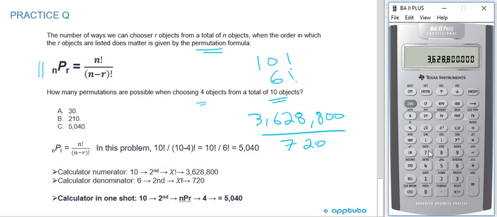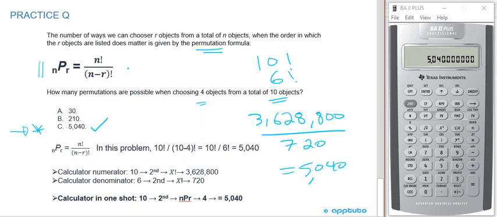So we can see then, doing it the long way, 3,628,800 divided by 720, and that's going to give me 5040. So the correct answer is C. Easy, you should be able to do that in under 90 seconds. See a question like that on the CFA exam, you'd be very happy.